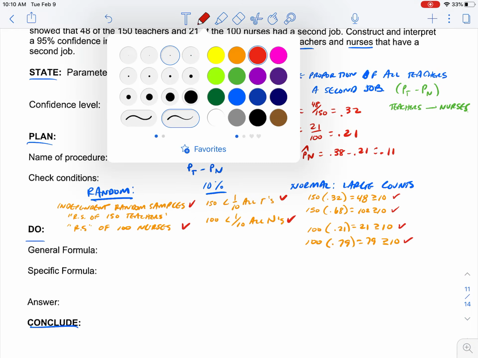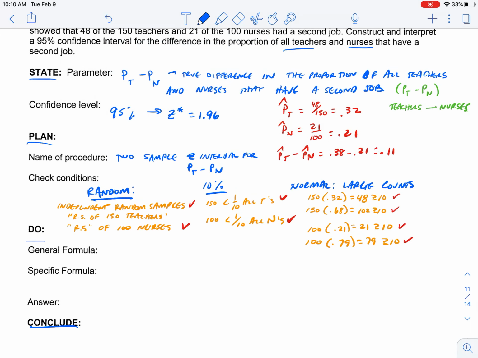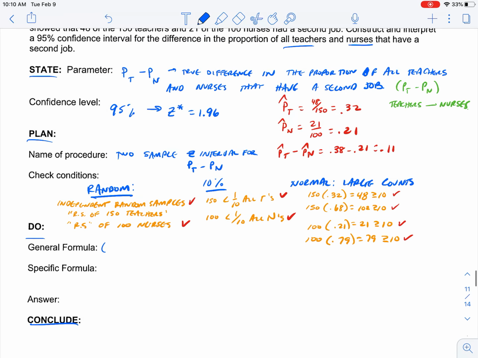So now I did all that work. Everything is laid out. Now I can actually do the problem. I can actually do the mathematics. So my general formula for a confidence interval is my point estimate plus or minus my margin of error. And on your sheet for AP Statistics, the formula sheet, this general formula is on there.